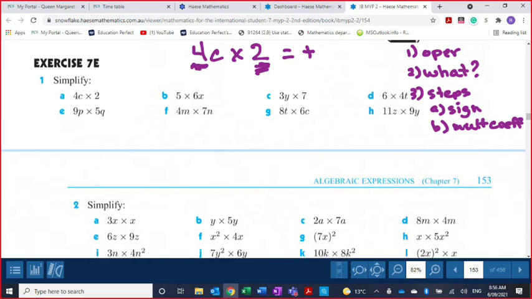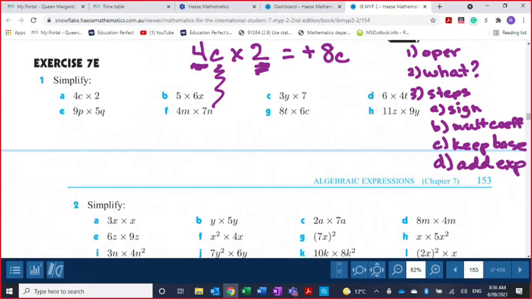So I'm just going to multiply that 4 times that 2. Whatever those coefficients, those numbers are, they get multiplied together. Then I'm going to keep the base. So my base is a C, so this thing becomes a C. And I'm going to add the exponents, but do you see any exponents? No, all we had was just a plain old C, so our answer is just going to be a plain old C. So even though this was a C term and a number term, they can still be multiplied together.